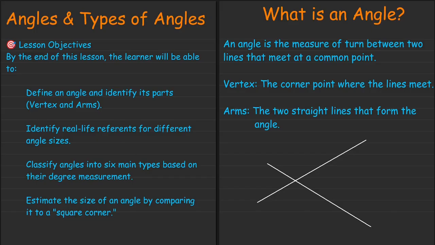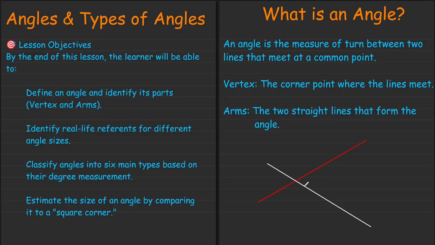So let's say I have two lines. As you can see here, this line, I would make it a red line. And then this other line will also be a blue line, or a white line is fine. Now we say it is the measure of the turn between the two lines that meet at a common point. So first of all, let's take note of this common point we are talking about. This here is the common point.